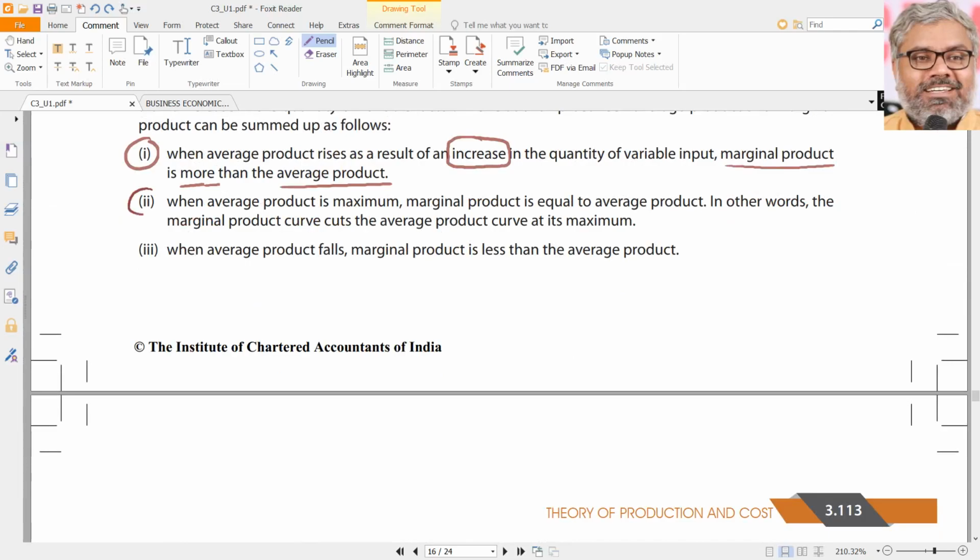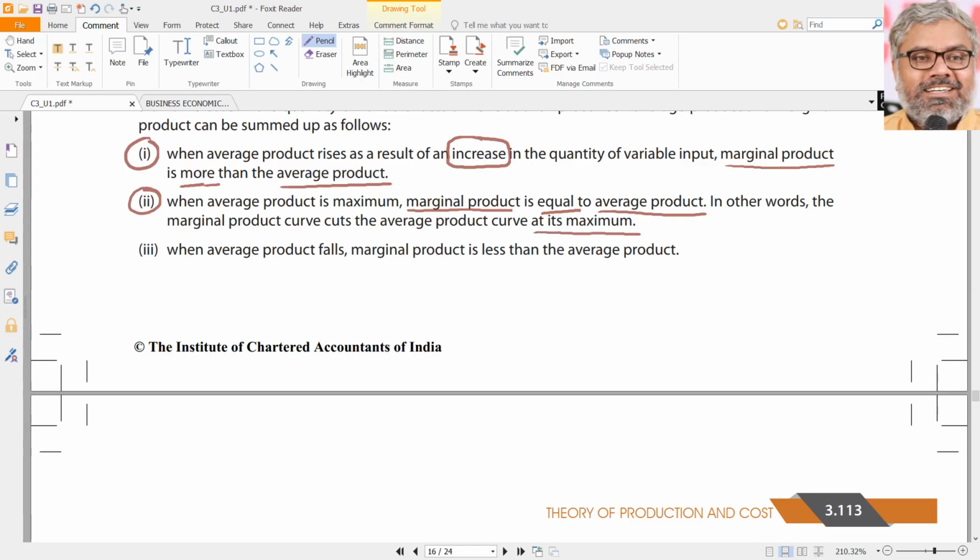Then the second point comes. When the average product is at its maximum, marginal product is equal to average product. In other words, the marginal product curve cuts the average product curve at its maximum.